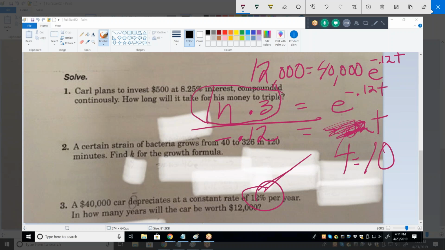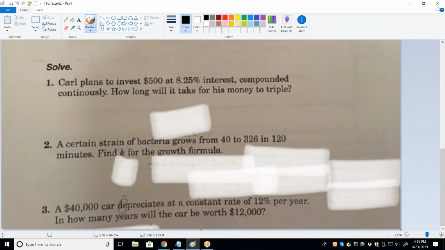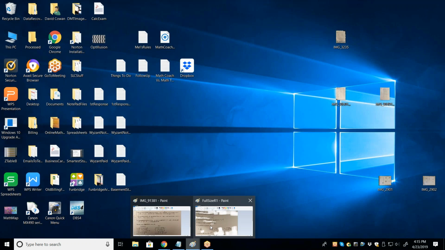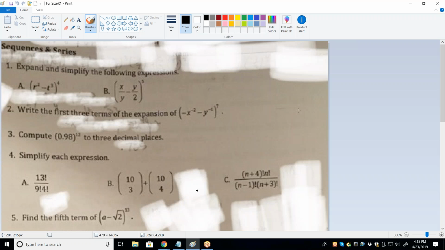So anyway, that takes care of those. Let's have a look at this last page here. Oh yeah, this is just the binomial expansion. Interesting. All this n factorial stuff over there. Let's see. We got 15 minutes.